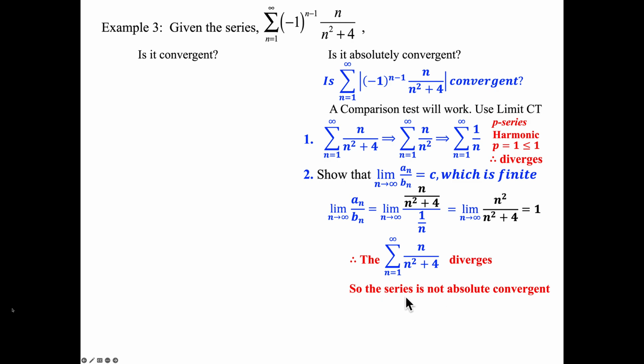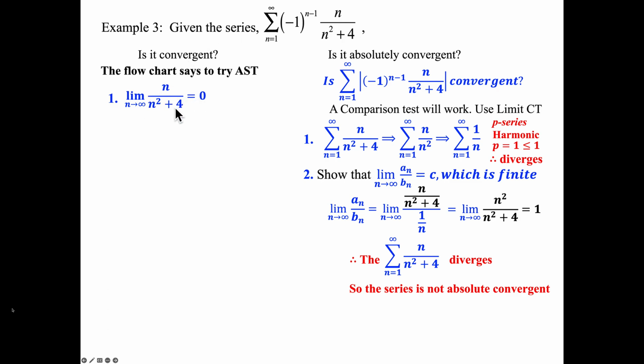Okay, so the series is not absolutely convergent. It still might converge conditionally. So now we're going to go over here and use our alternating series test. Alternating series test. So number 1, take the limit of just n over n squared plus 4. Yep, that's going to 0.